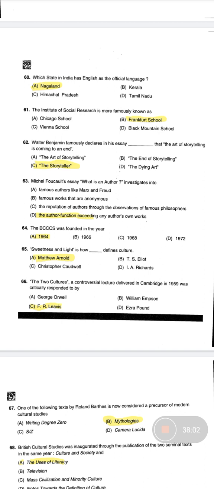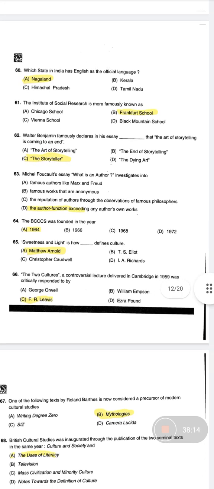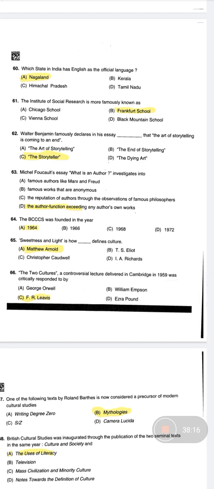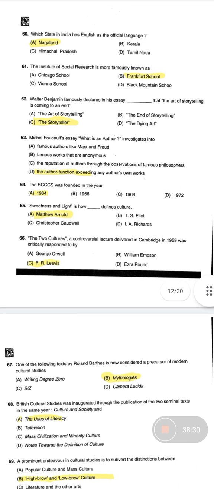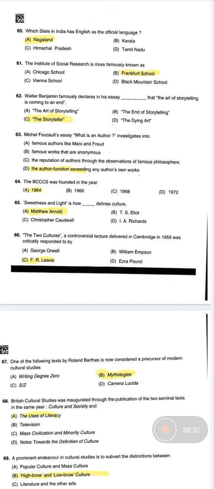Okay. The Institute of Social Research is more famously known as Frankfurt School. Okay. Walter Benjamin famously declares in his essay, dash, the art of storytelling is coming to an end. As our nanny and all told the story, now nobody is there to tell a story. Same, I'm also feeling the art of storytelling is coming to an end. The answer is The Storyteller. Everyone has a storyteller in their life. My nanny was that person.